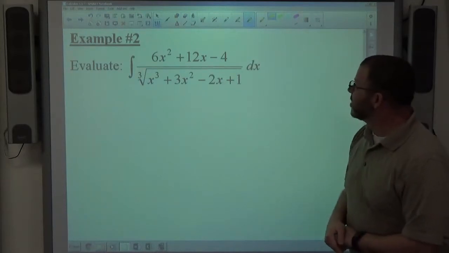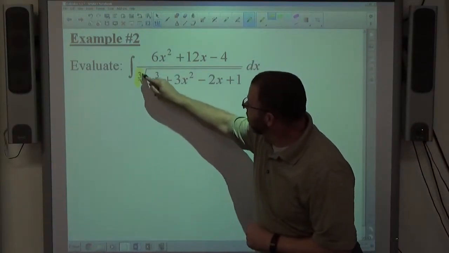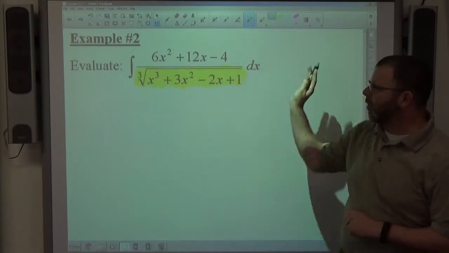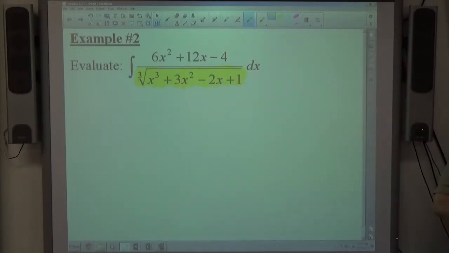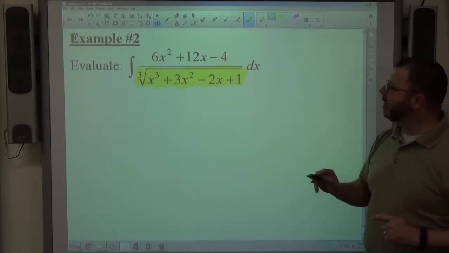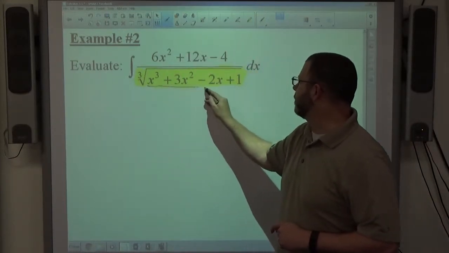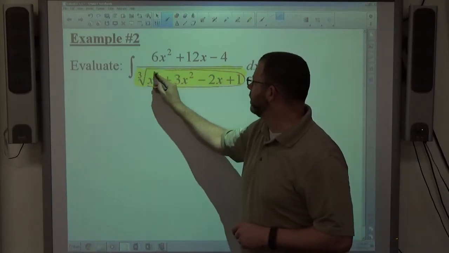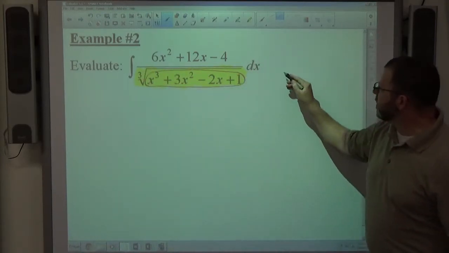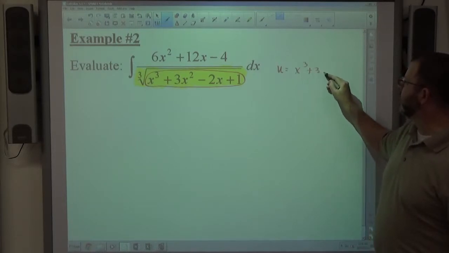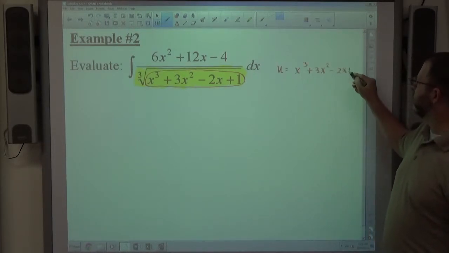So this is a power function, so I'm focusing on this. I don't care about the top, I care about my function, right? There's where the power function lives, right there on the bottom. And I can see that the argument of that function is x cubed plus 3x squared minus 2x plus 1. So over here, u is equal to x cubed plus 3x squared minus 2x plus 1.